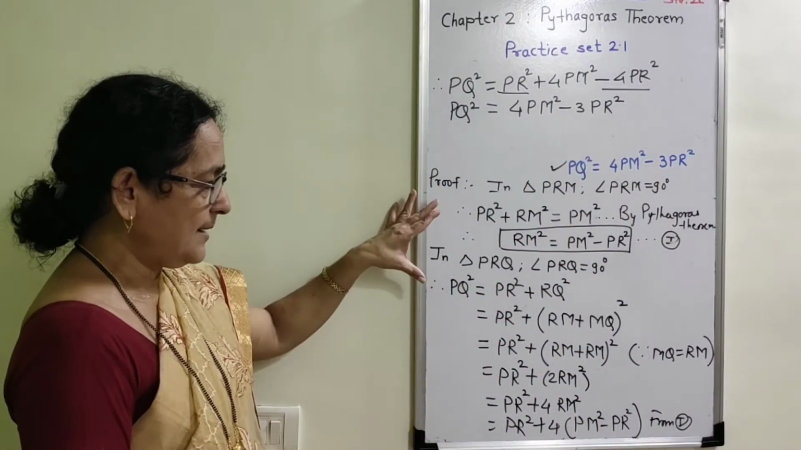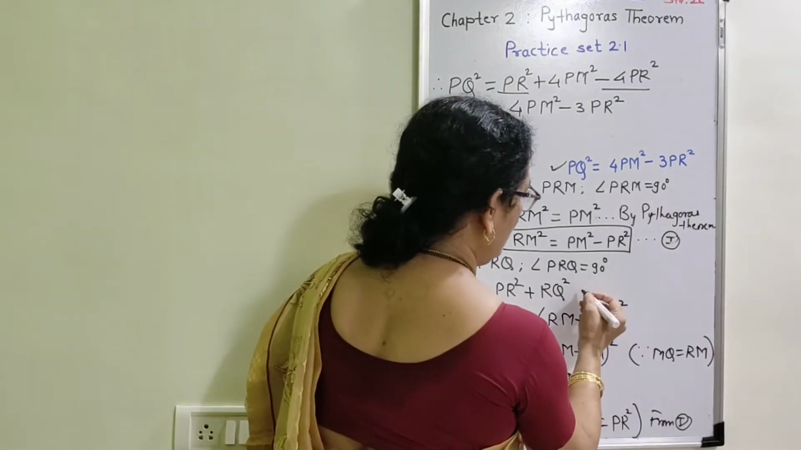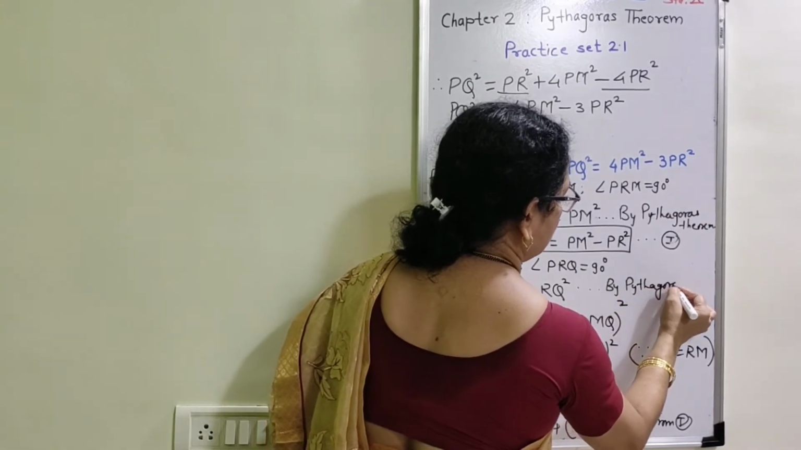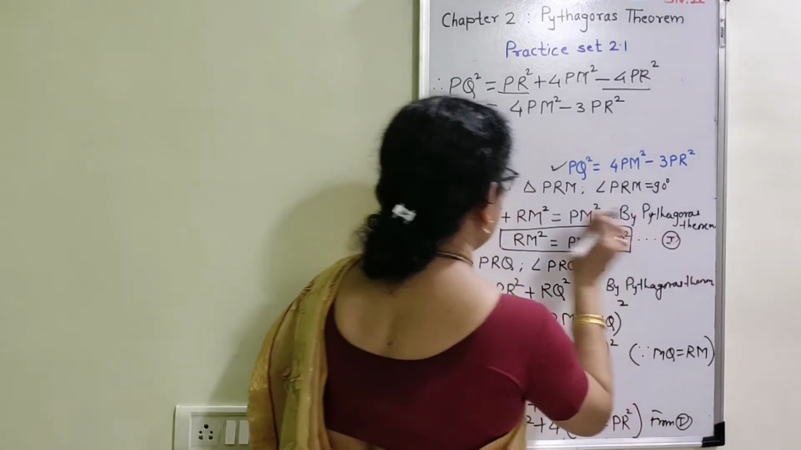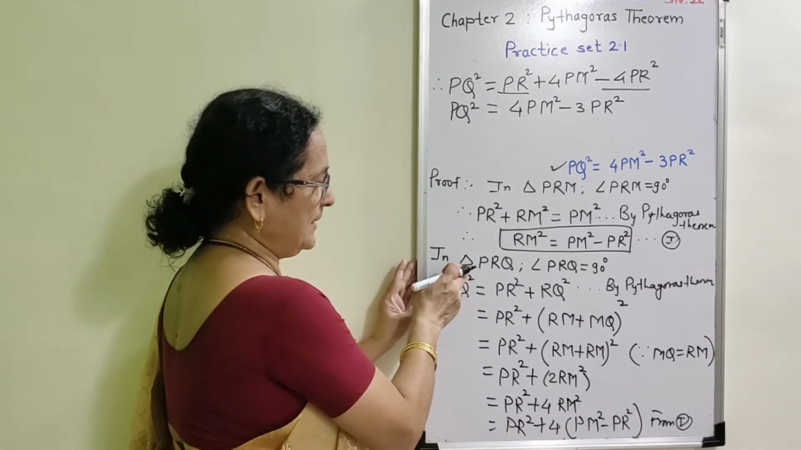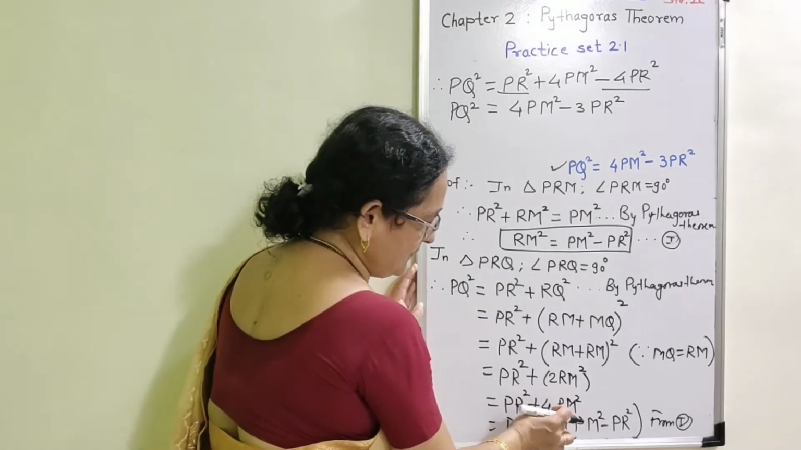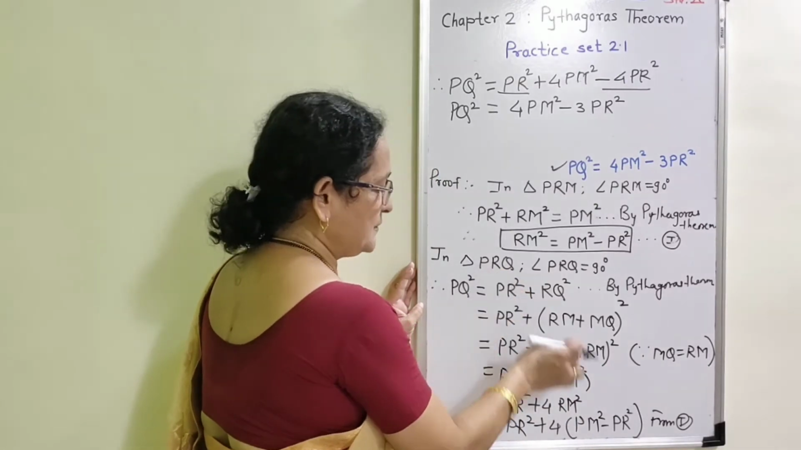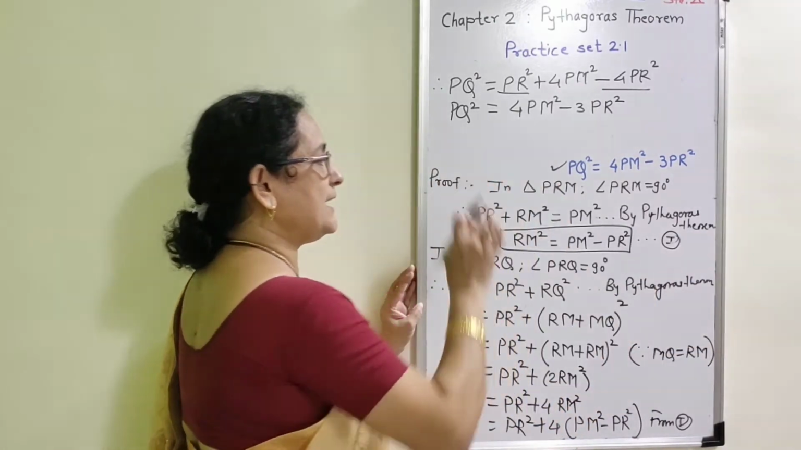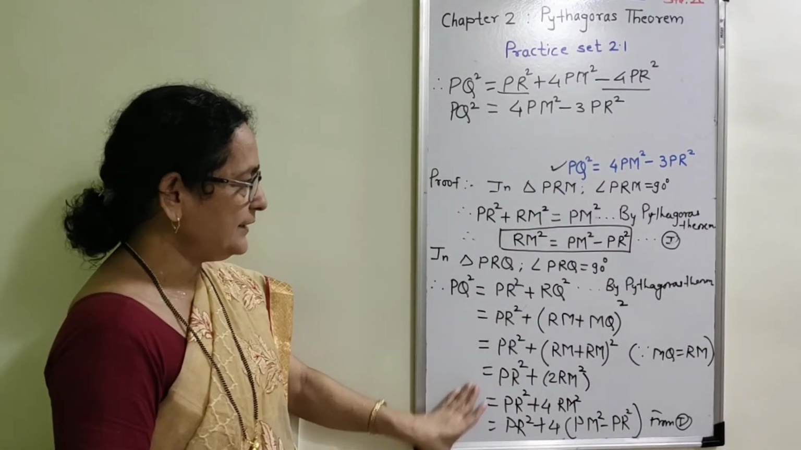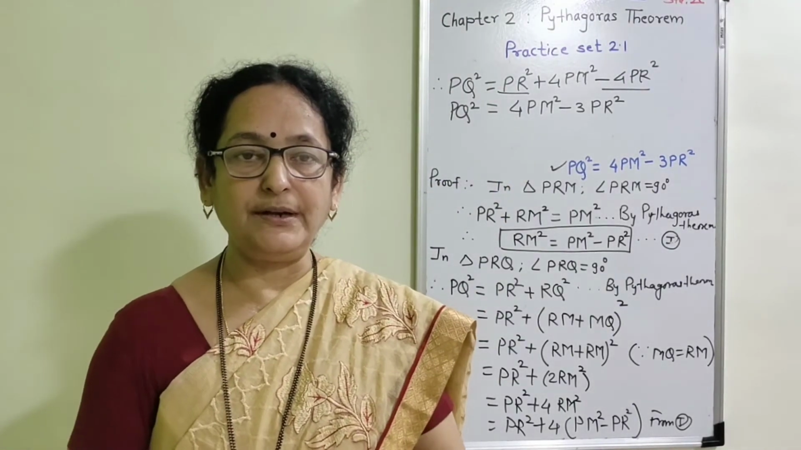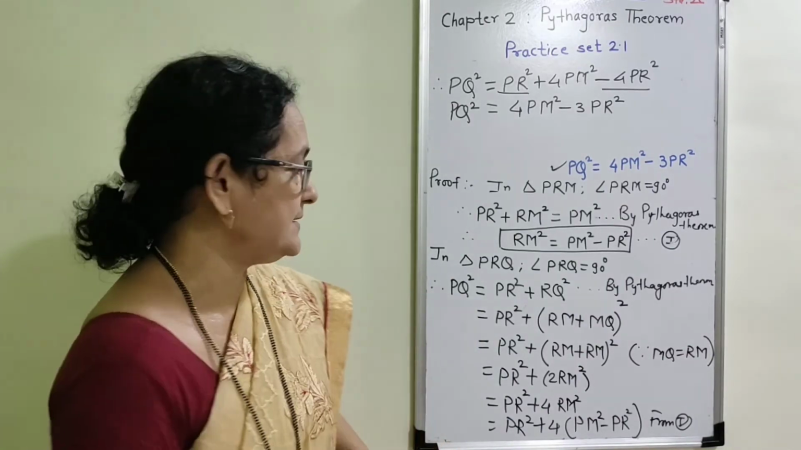Now here I have applied Pythagoras theorem 2 times. First of all, for the smaller triangle, find out the value of RM square. Then apply it for the bigger triangle and substitute the value of RM square in the expression of the bigger triangle, as well as substitute the value of MQ as RM since M is the midpoint, and you get what was to be proved. Now we are going to complete our last example, that is example number 10.